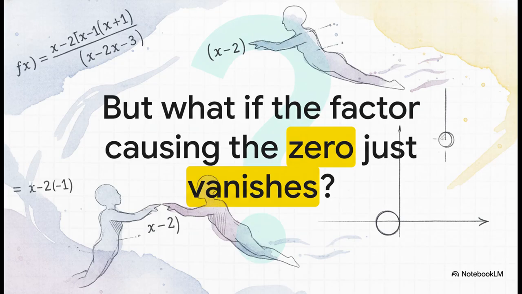But here's the plot twist. What if the little piece of the equation that's causing all that trouble, that zero in the denominator, has an identical twin up in the numerator? What happens if you can just cancel it out? Poof, it's gone. Does the asymptote just disappear with it? That is exactly what we're here to figure out.